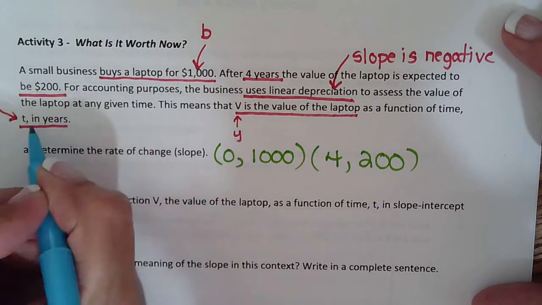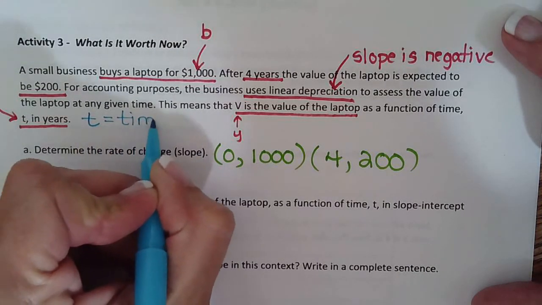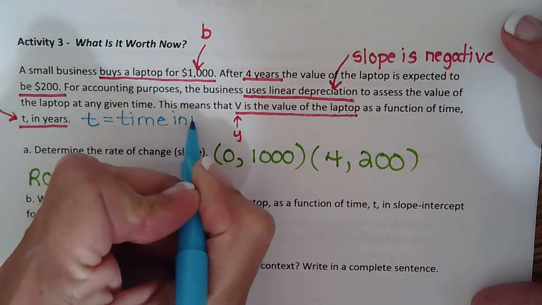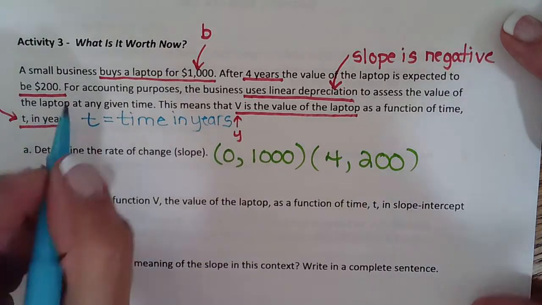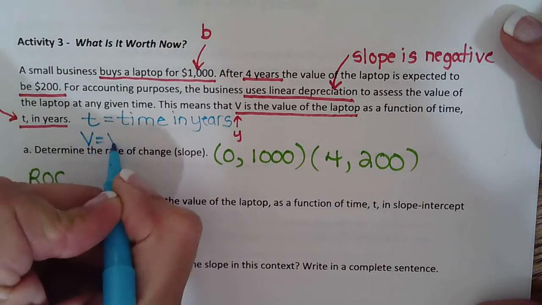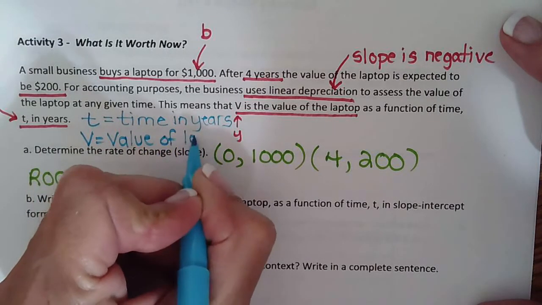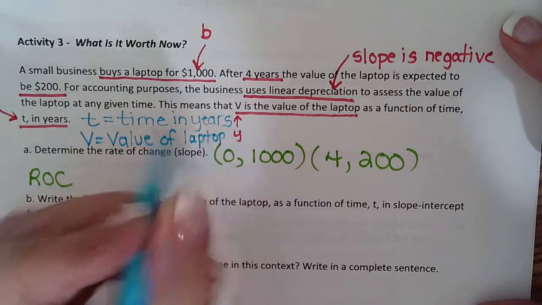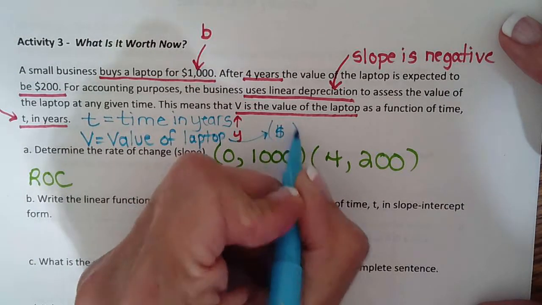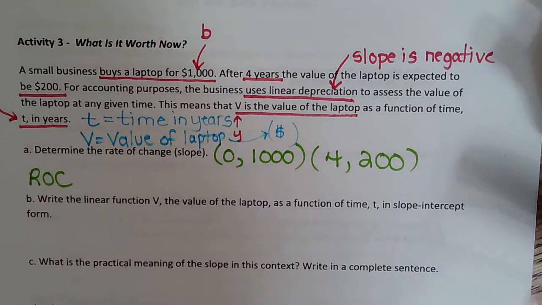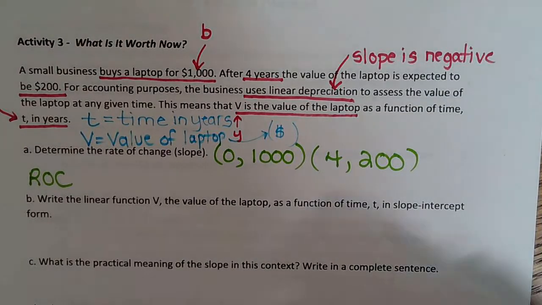So our X value we said is t, so t equals time in years. And our Y is V equals value of laptop in dollars. So notice I have my units with both of them. The first one's units are years. The second one's units are dollars. That way, when I go to do my Y per X, I go dollars per year because we use the units to do our Y per X.